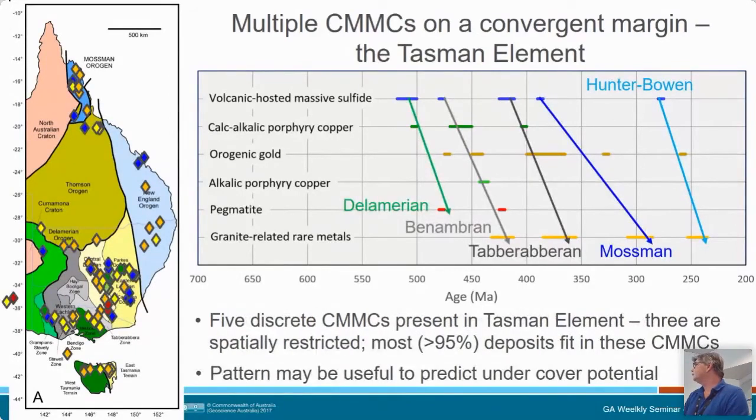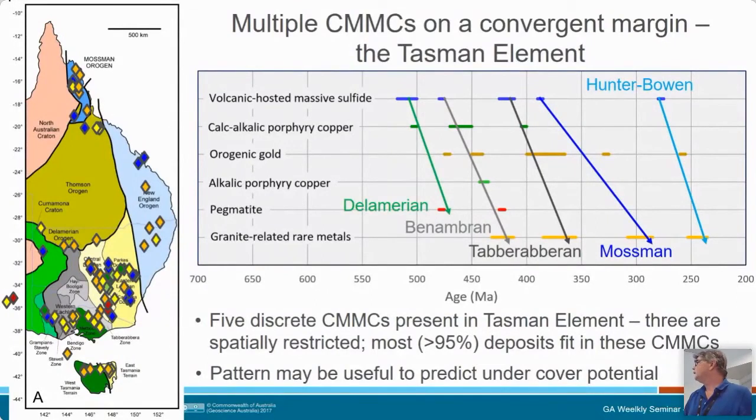So in summary, we think we have five discrete convergent margin metallogenic cycles present in the Tasman element. We think that three are spatially restricted, the Mossman, the Hunter-Bowen, and the Delamerian, but two seem to be more widespread. And so that's probably telling you something about the environment in which these things are forming.